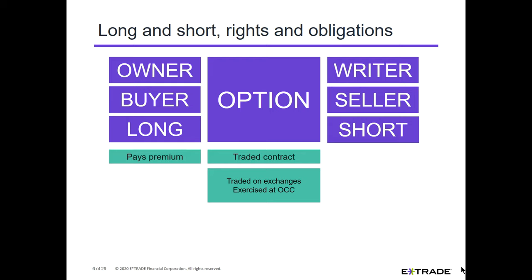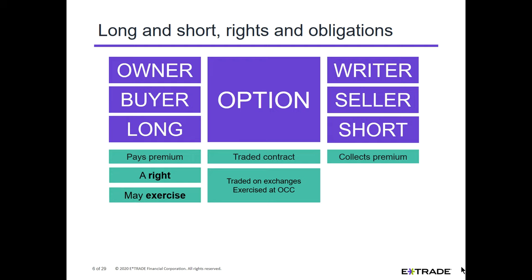When you own an option, you pay its market price. We call that the premium. You pay that to the writer of the option. When you buy an option, you have a right to do something. And if and when you choose to do so, you may exercise that right. The other side of the position has an obligation. That obligation may be assigned to them, and they may have to carry through on that obligation if an exercise notice is assigned to them. That all occurs through the OCC and your brokerage firm.